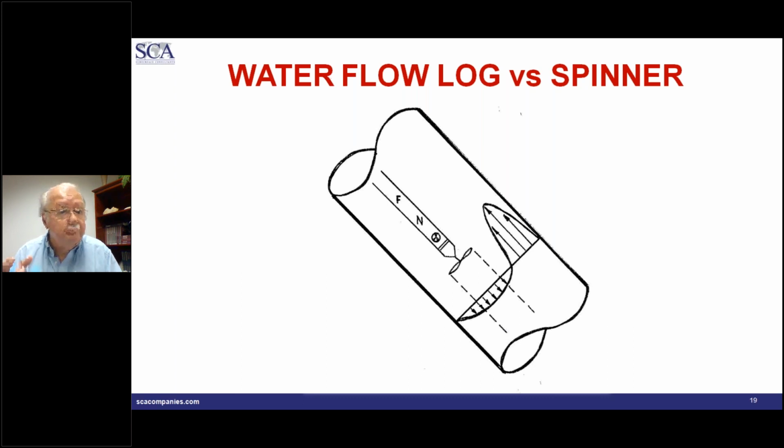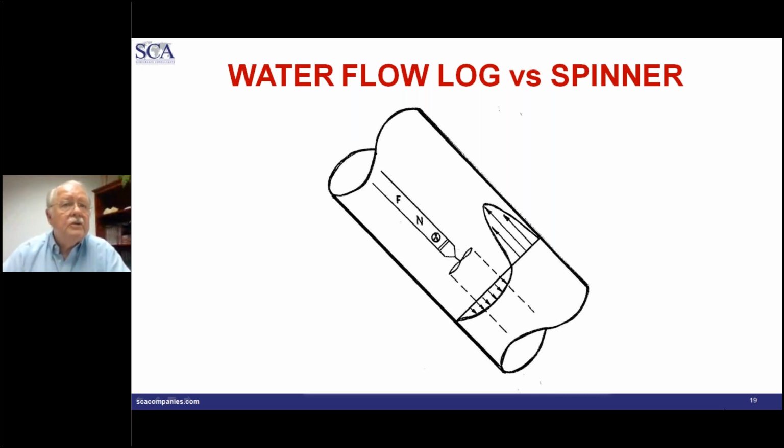We have this problem, and the small diameter spinner has it much worse than a full bore spinner. A full bore spinner can tolerate some of this because it's sampling a wider portion of the wellbore. Okay, let's take a look next at some of the tools that have come about historically to give us an opportunity to evaluate these crazy flows.